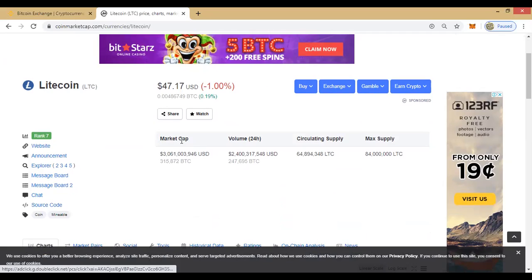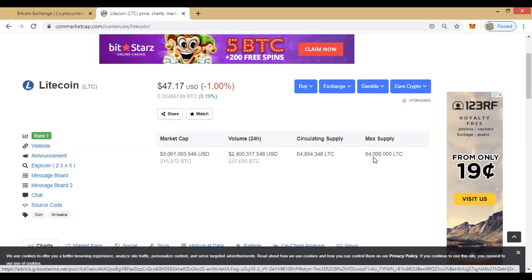If I go down, I can see more information. This is the market capitalization. This is the 24-hour volume, the circulating supply, and this is equally the maximum supply. Actually, there is this belief that whenever a coin has a smaller supply, the price tends to increase, which has equally been proven to be true.